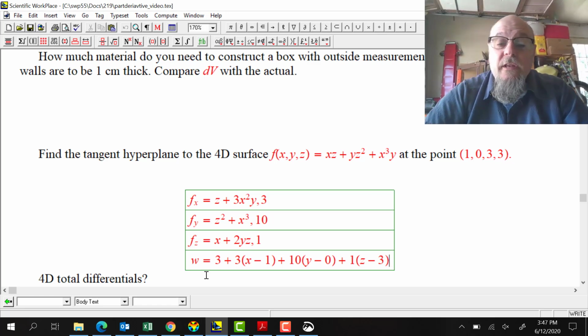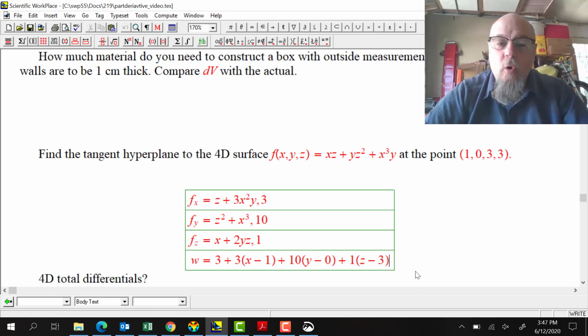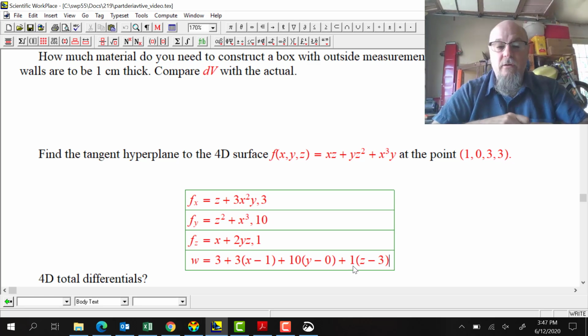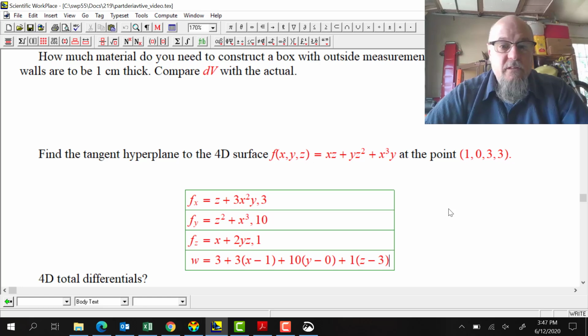And you could expand this out and put it into a form where you would have a number times x, be 3, plus a number times y, 10, plus a number times z, 1, plus a number times w, that's minus 1. And the normal vector to this surface, this 4-dimensional surface, we could read that off. It's 3, 10, 1, minus 1. That's the normal vector, 4-dimensional vector, to that 4-dimensional surface. Tangent planes.